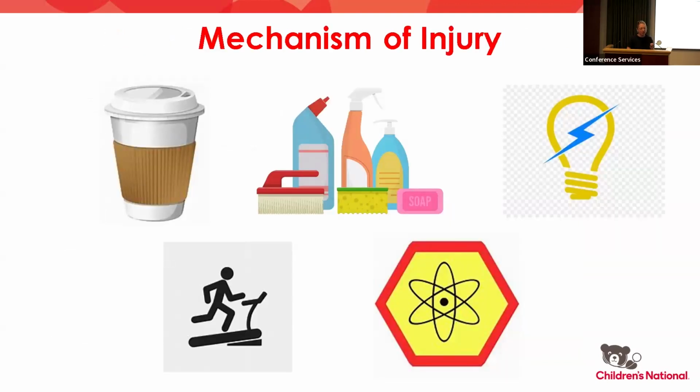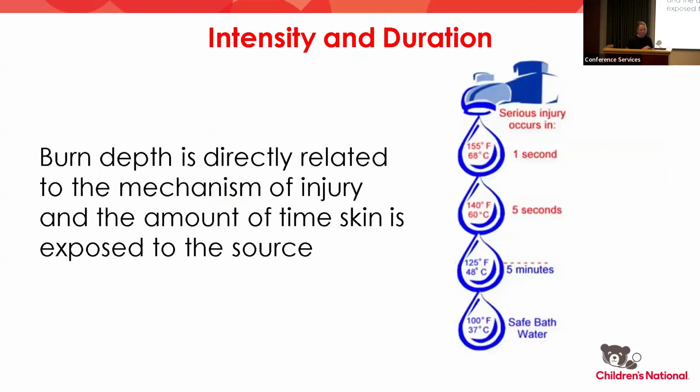So when we talk about how the injury happened, what was the mechanism? Was it scald? And that's the majority of what we're going to see in our population. Was it a chemical burn? Was it a radiation burn? Was it a treadmill injury? We'll talk more about treadmill injuries as well. And again, intensity and duration.